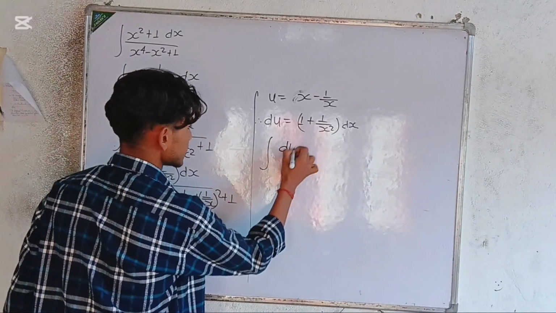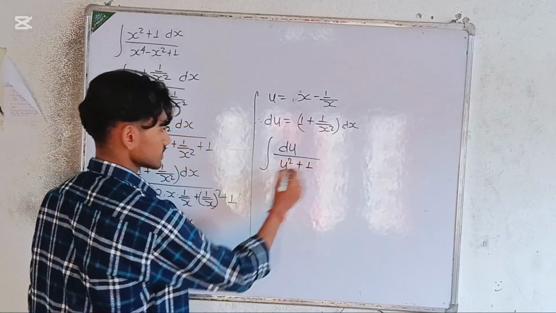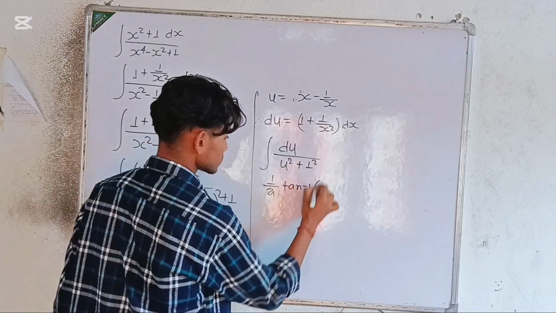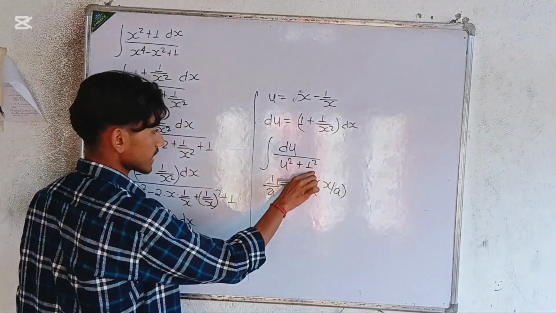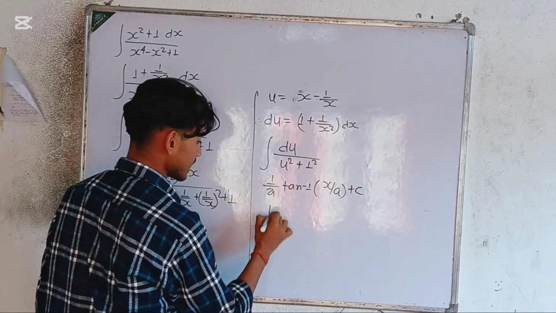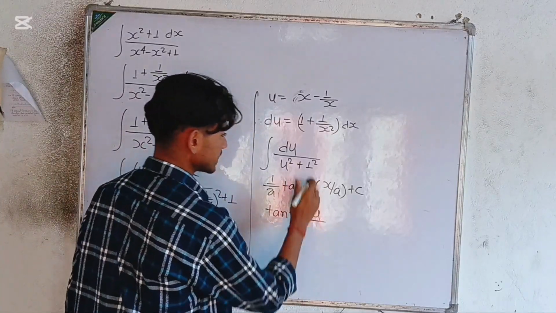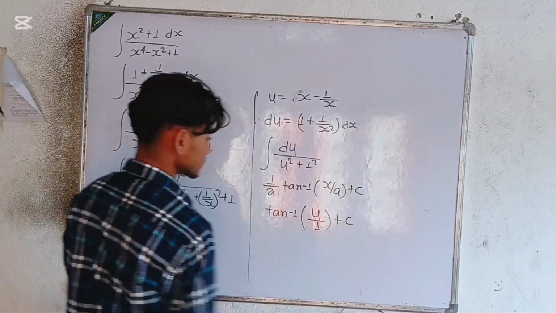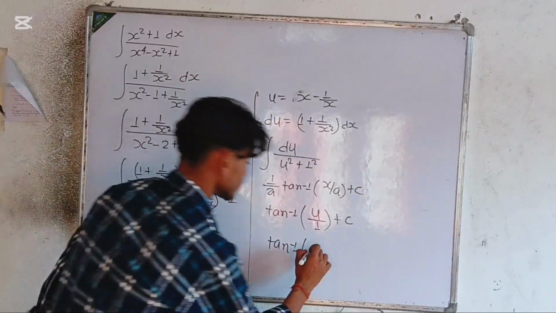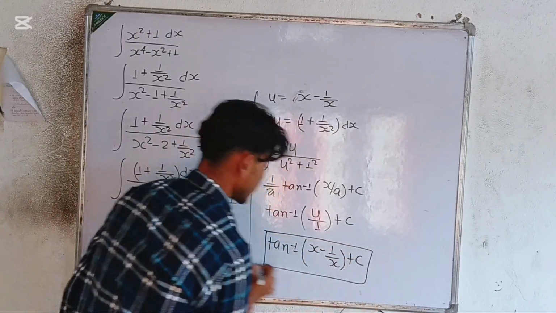So you can write it as du over u squared plus 1, and this is simply the identity, that is 1 over a tan inverse x over a. So in terms of a you have 1, right? It is not necessary to write it, but we have to write tan inverse. In terms of x we have u over, in terms of a we have 1, plus some constant c. So the final result is tan inverse, and in terms of u you can substitute x minus 1 over x, with some constant c. So this would be our final result.